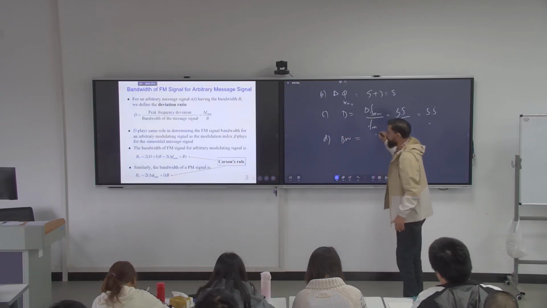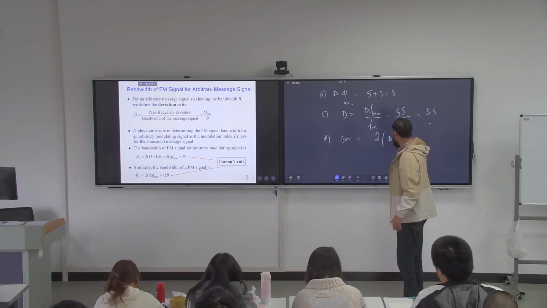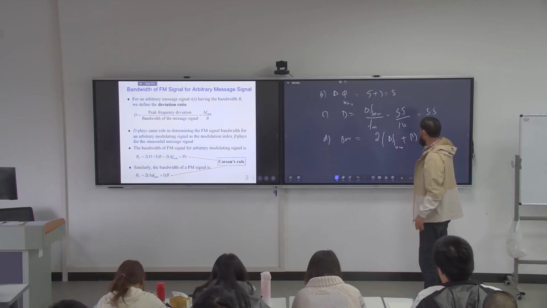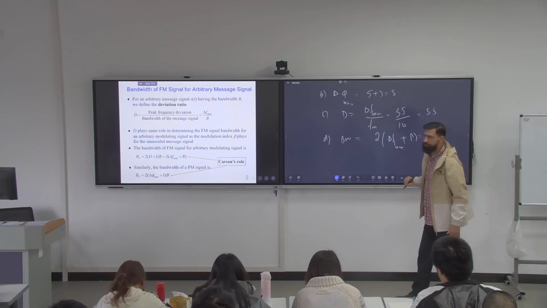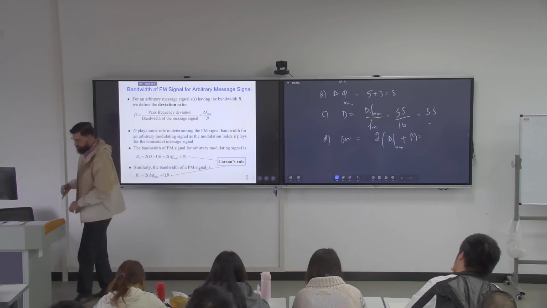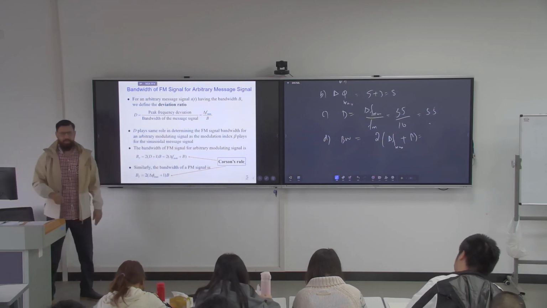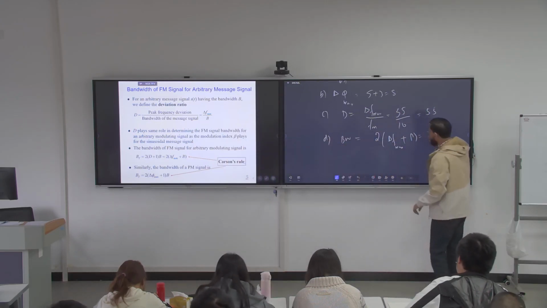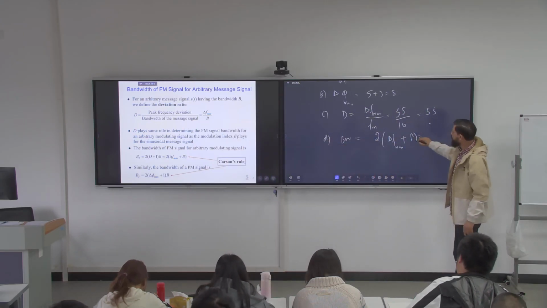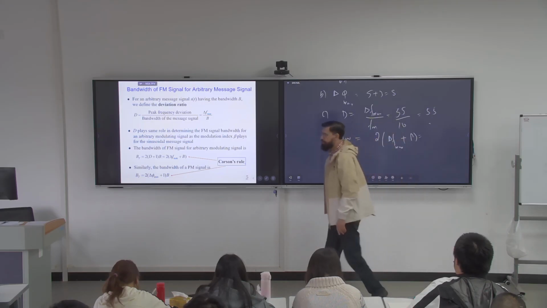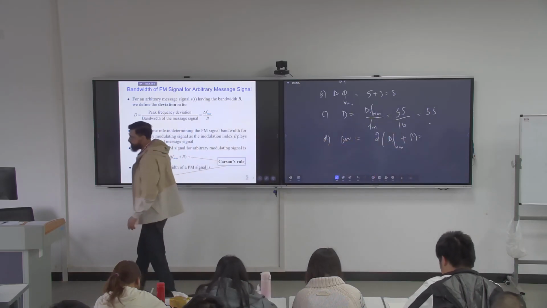So 2 times delta F max plus beta. This will give us the answer. So how much will be the bandwidth? If I put in all the values, delta F max is 55, and beta is 5.5. So put that and find out the answer.